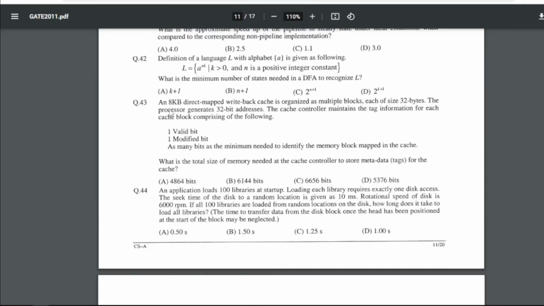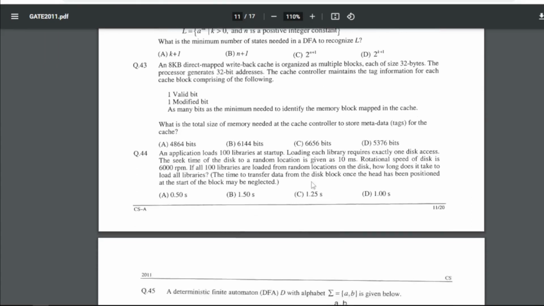43 is an 8 KB direct mapped write back cache organized as multiple blocks, each of size 32 bytes. The processor generates 32-bit addresses. The cache control maintains the tag information for each cache block comprising of the following: one valid bit, one modified bit, and as many bits as the minimum needed to identify the memory block mapped in the cache. So what is the total size of memory needed to add the cache control to store metadata for the cache? So in that case, for 43, we will get the answer as D, that is 5376 bits.